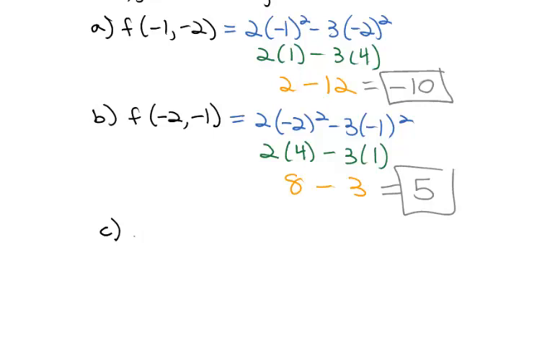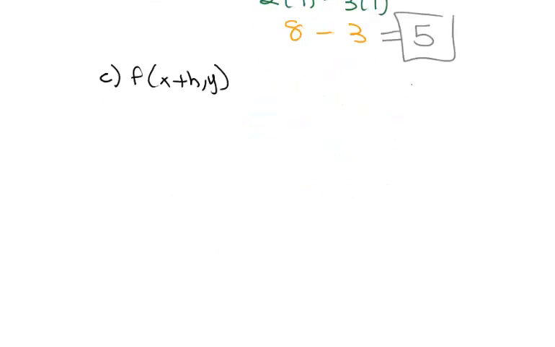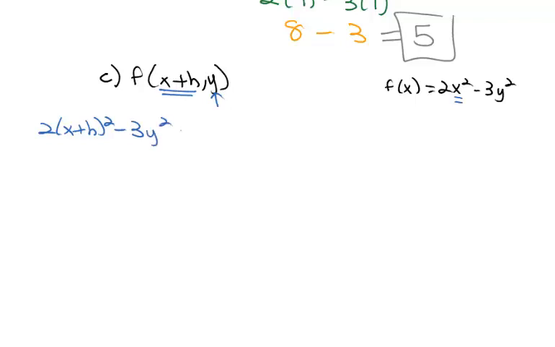Okay, so let's get into some fun ones now. Let's do f of x plus h comma y. And again, I'm getting off my screen, so for the sake of reminding me, f of x is 2x squared minus 3y squared. Okay, so we're going to do all of x plus h in for the x. So we have 2 times x plus h squared minus 3 times just y squared.